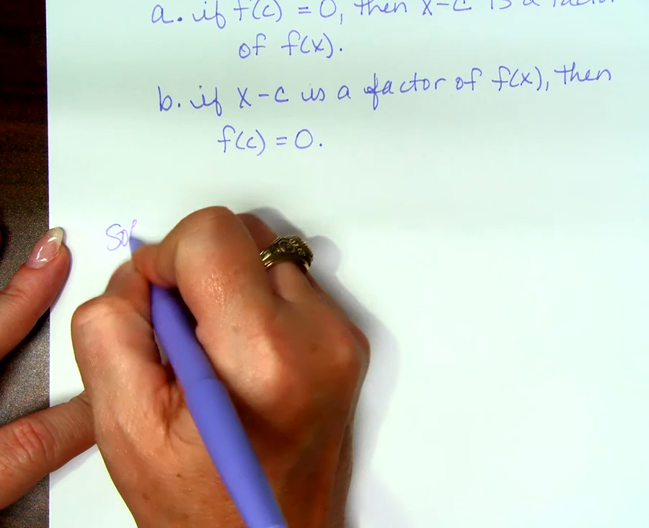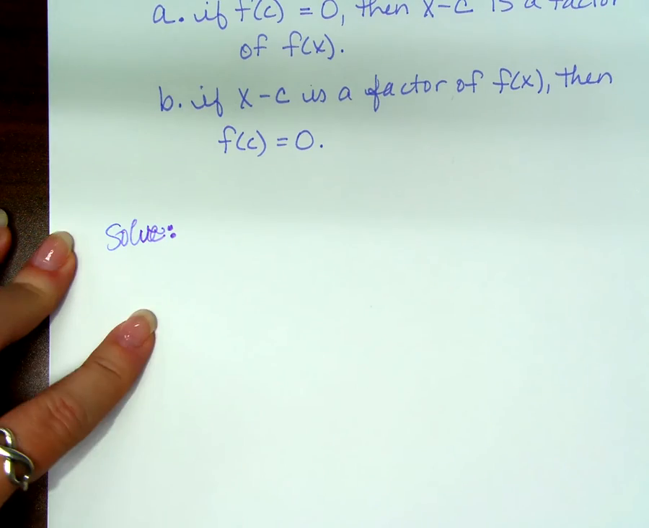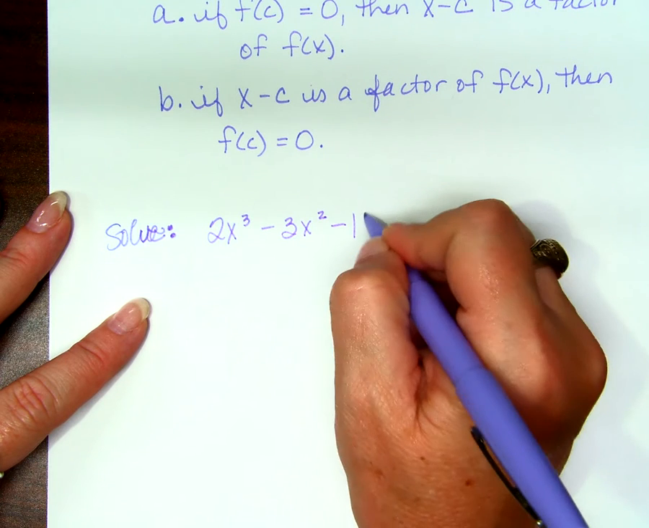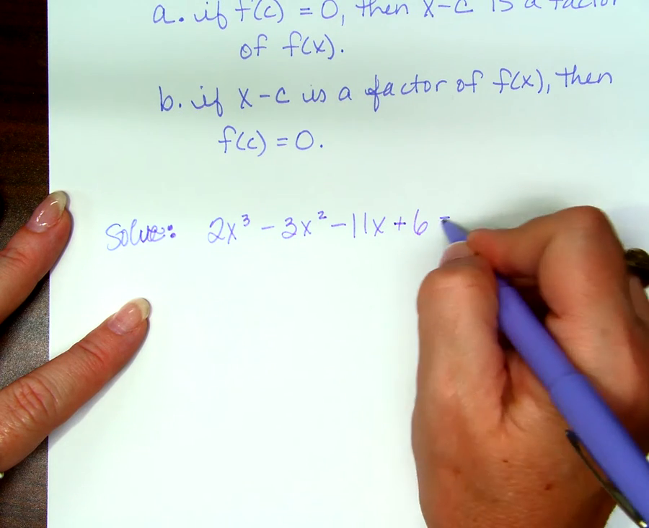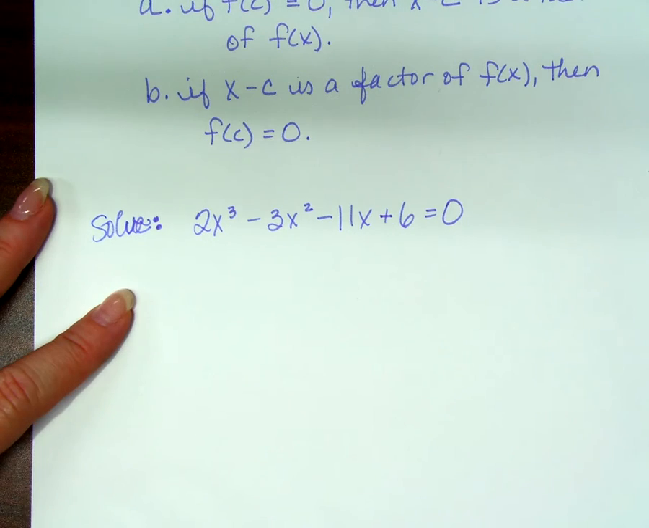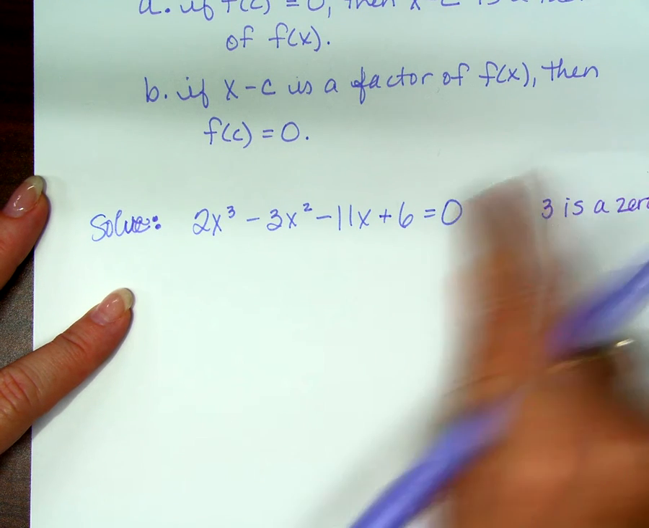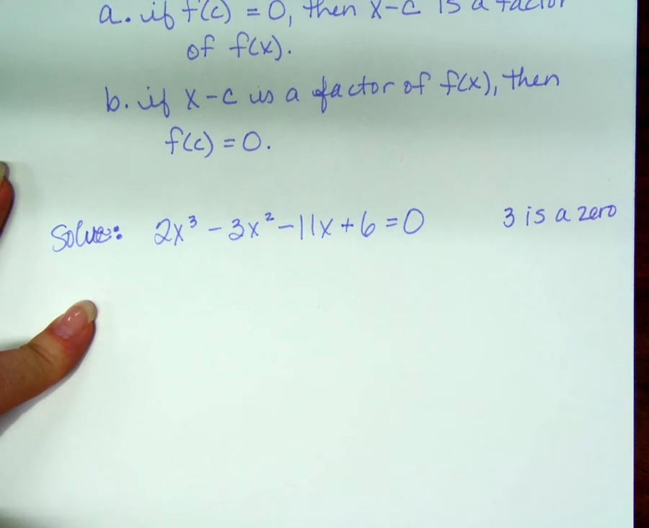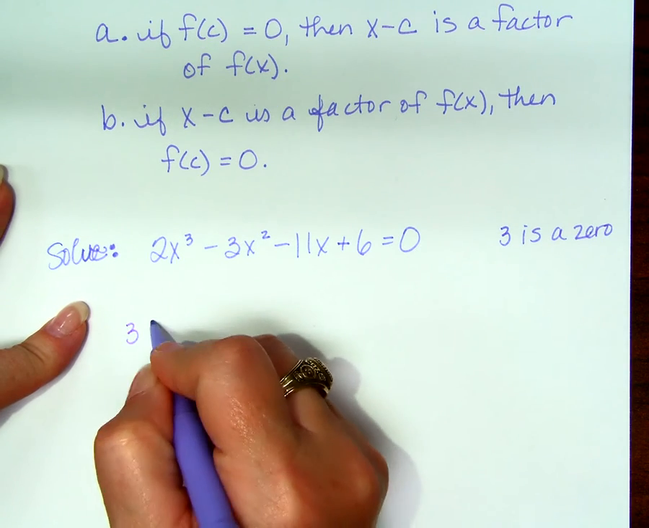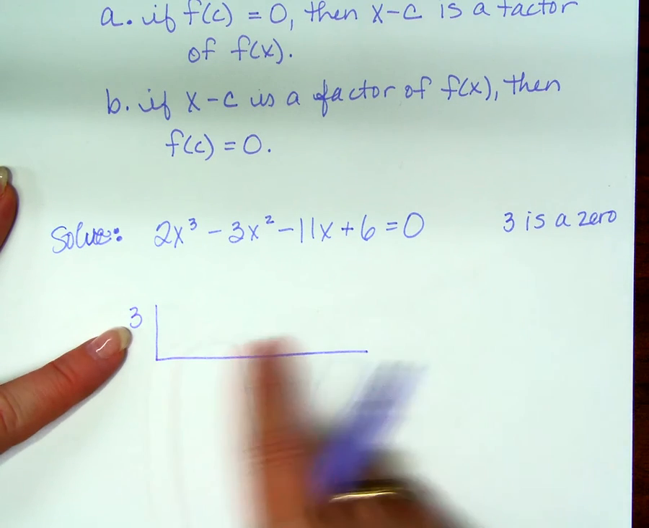It says, solve the equation. Well, I don't know why I put that many bumps in there. Sorry about that. 2x to the third minus 3x squared minus 11x plus 6 equals 0. Okay? It says solve that, but what it also tells you is that 3 is a 0 of this function. Okay? 3 is a 0 of this function. So what I can do is I can do synthetic division or long division to divide 3 into this function.